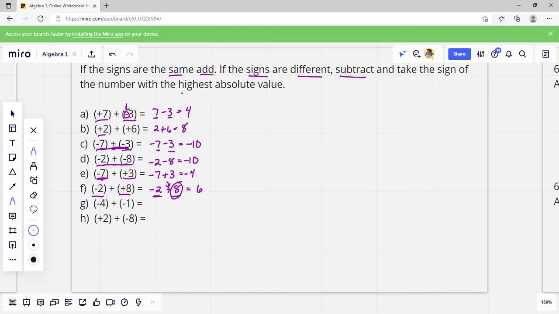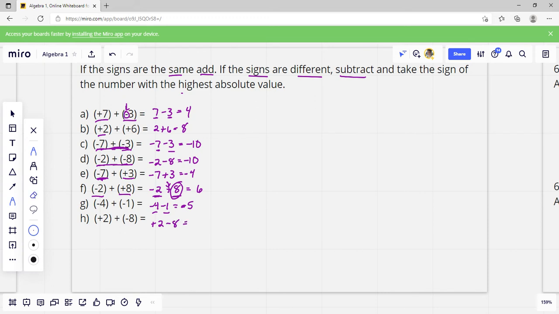All right, negative 4 minus 1. Negative 4 and negative 1. This is we owe $4. We borrow one more dollar. Now we owe 5. The signs are the same, so we add them, and they're both negative, so it comes out negative.